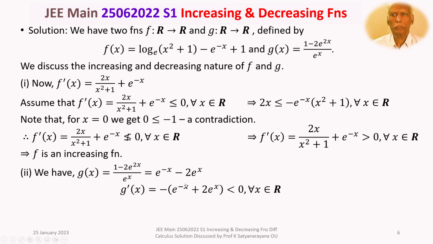Now e power minus x is greater than 0 for all values of x. E power x is greater than 0 for all x belongs to R. So this whole thing is greater than 0 for all x belongs to R. But there is a minus sign outside. Therefore, it's less than 0 for all x belongs to R. Therefore, g of x is a decreasing function. So that is the nature of the g. We continue in the next slide.